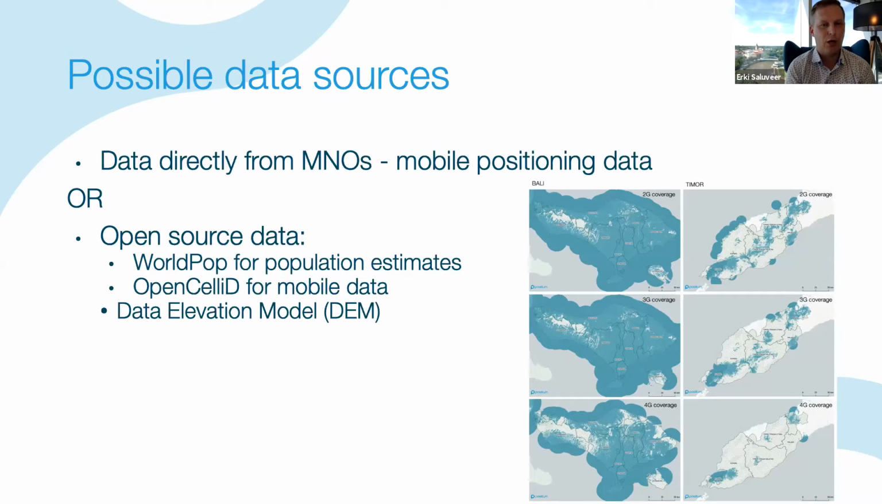But we also developed a methodology where you can calculate this indicator without having access to mobile network operators' data, using open source databases. These are three data sets that I will introduce later: the OpenCell ID database for the network coverage area from the operators, then a data elevation model to model the coverage areas of the mobile network operator, and then the world population estimates from the WorldPop database.